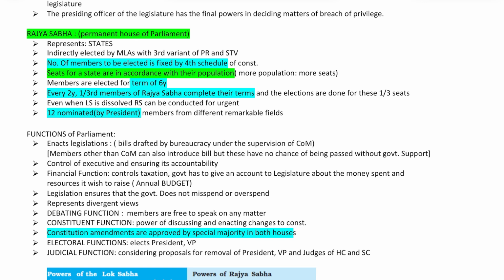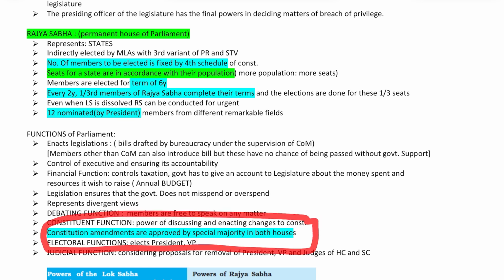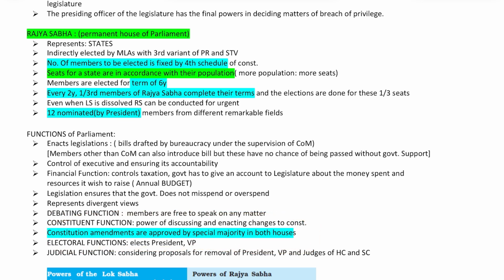So in some matters, you need to have a larger extent of majority or assent from the members of the parliament. So it has both rigid and flexible features, but it is a living document. So the constituent function: constitutional amendments are approved by special majority in both the houses. So more than half of the total strength of the house, and two-thirds of the members present and voting.